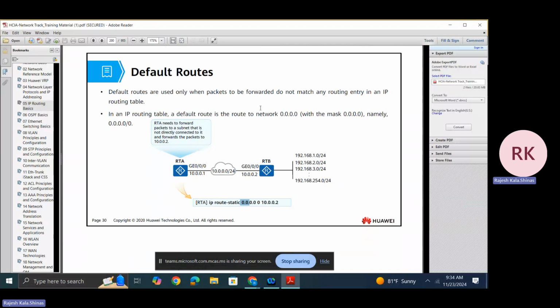It is used only when packets to be forwarded do not match any routing entry in the table. So I want to send a packet to a destination. That destination network is not matching any entry in the routing table. So I will just put type route as static. Where I want to go, 0.0.0.0. What is the match? 0. Then write the next hop IP. I will take you till this next router from RTA. From there, they will find out and send to everyone.